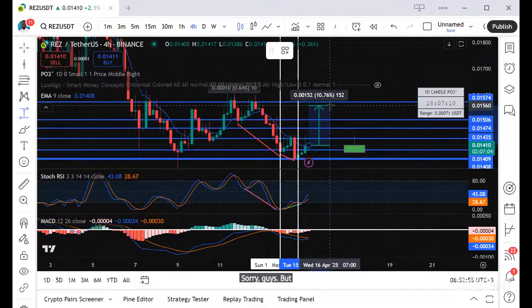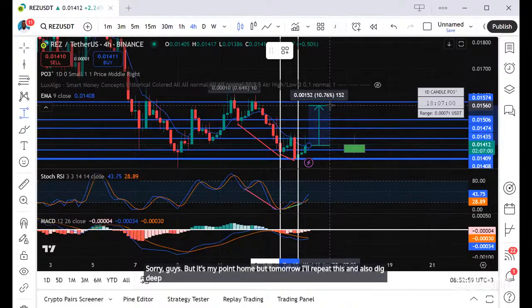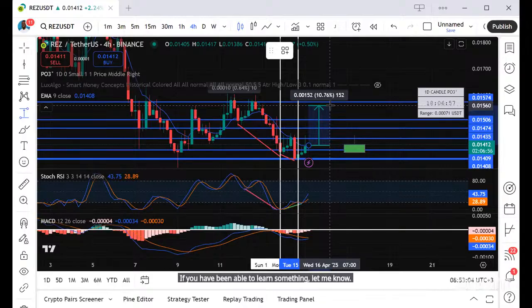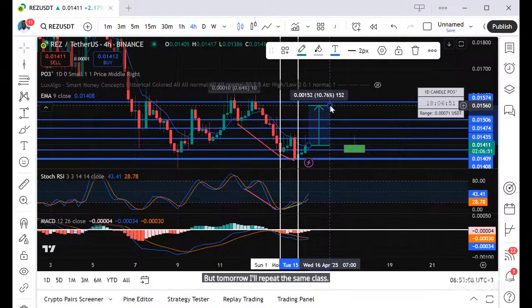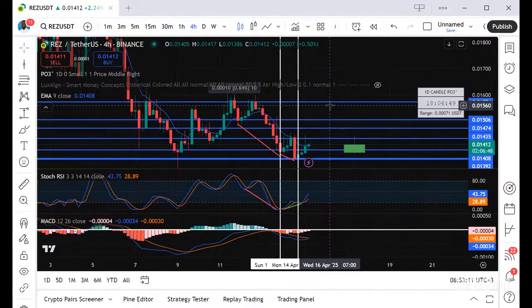But tomorrow, I'll repeat this and also dig deep into moving averages. If you have been able to learn something, let me know. But tomorrow, I'll repeat the same class and also dig deep into moving averages in a better way, still again.